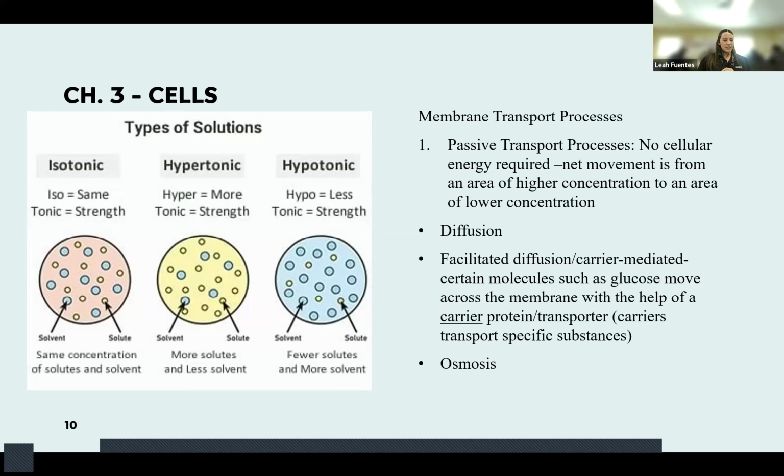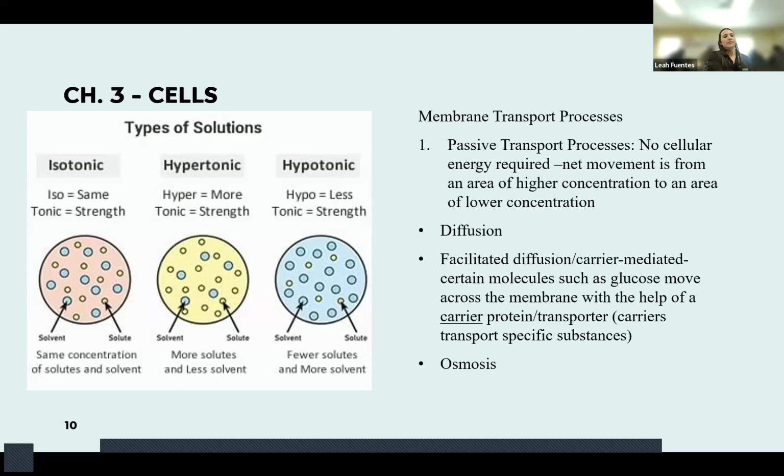So let's talk about an isotonic solution. It contains equal amounts of solutes as those found in the cell. And with isotonic, there is no net movement of water. To break that down even more, with isotonic there's the same concentration of solutes and solvent. We can see it here in this picture. The solvents are these little blue dots and the solutes are the yellow. There's the same amount of them. Again, iso, same.